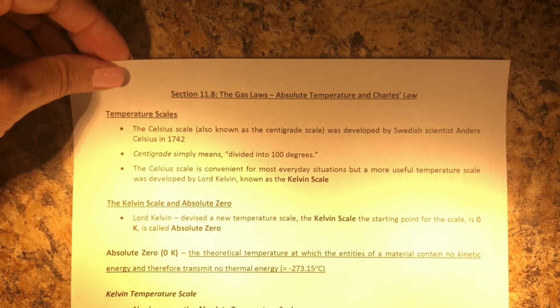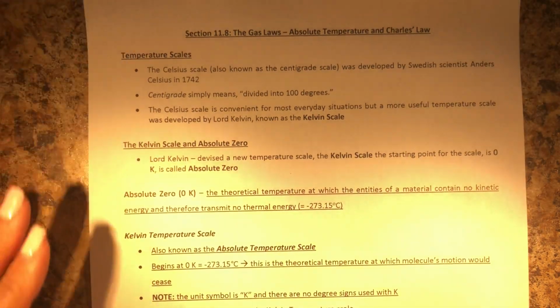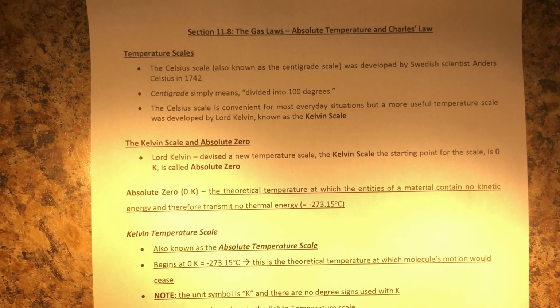What is absolute zero? Maybe you've heard of this before. It is the theoretical temperature at which the entities of a material contain no kinetic energy, therefore transmit no thermal energy. So we know that temperature is a measure of kinetic energy. So at absolute zero, there is no movement at all. And this temperature in degrees Celsius is minus 273.15.